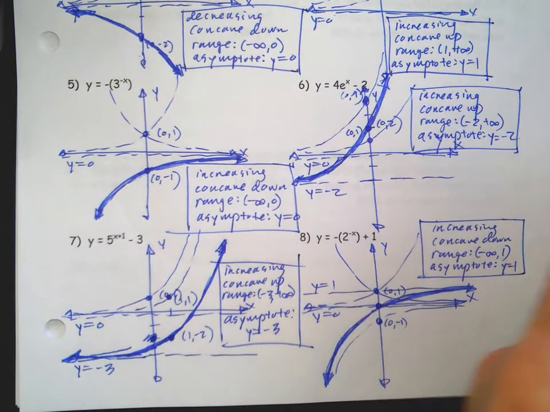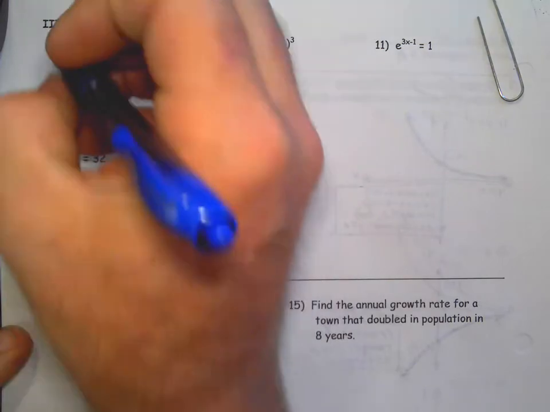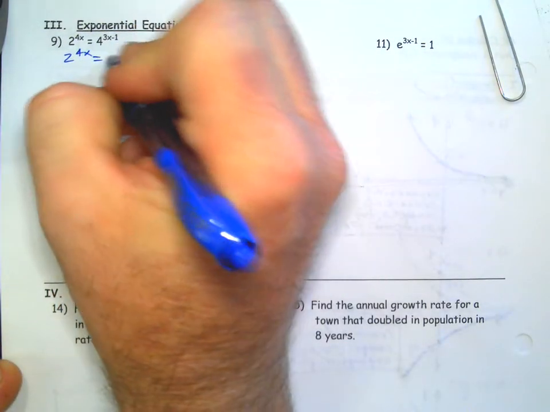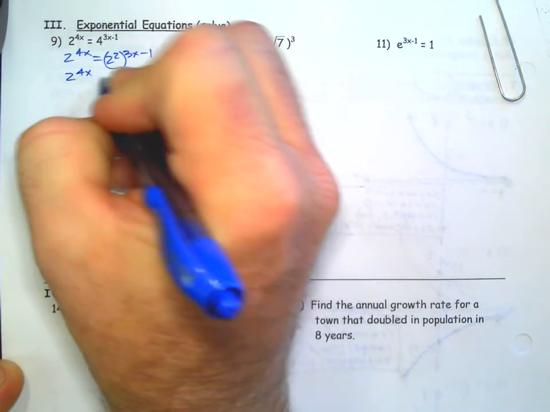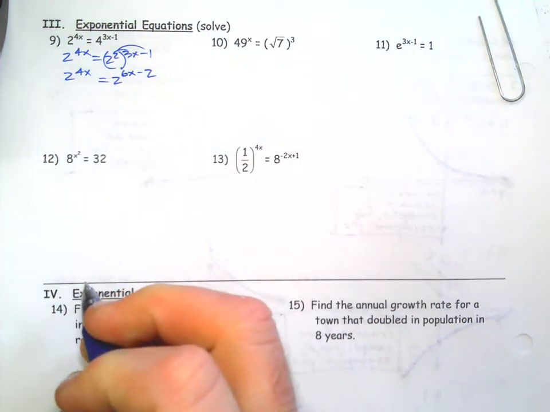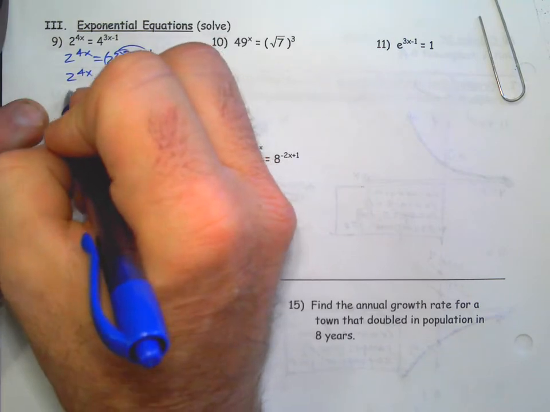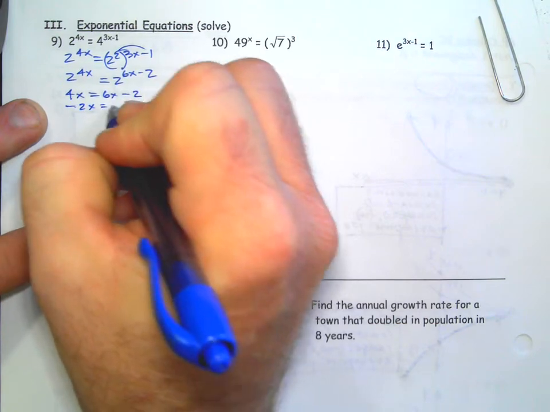So problems on the back are going to solve some exponential equations. And so we want to make the bases the same, and then use rules of exponents to simplify the exponents. So you'd multiply these, 6x minus 2. Now, once you make the bases the same, then you can set the exponents equal to each other. So -2x equals -2.